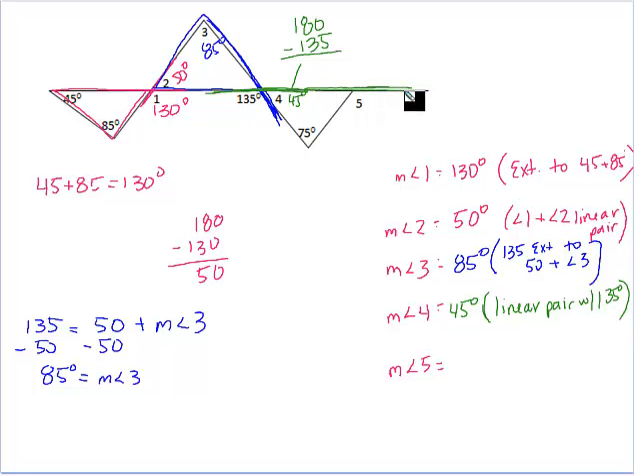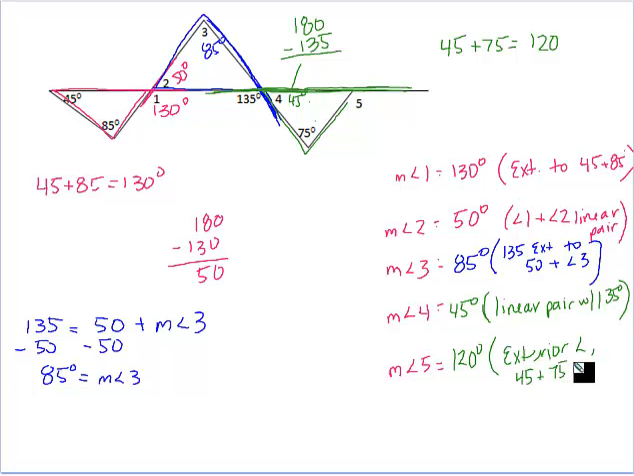Notice angle 5 here is exterior to this triangle. So since angle 5 is exterior, we can just take our two remote interior, which is 45 and 75, and add them together to get 120. So angle 5 should be 120 degrees. It is exterior angle, so 45 and 75 are the remote interior.